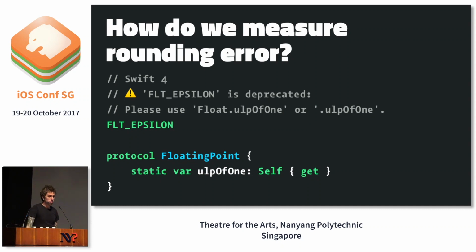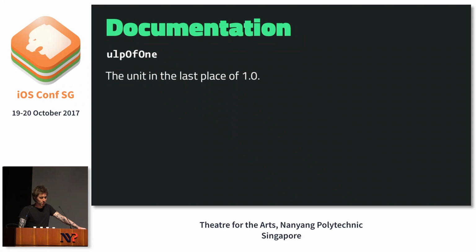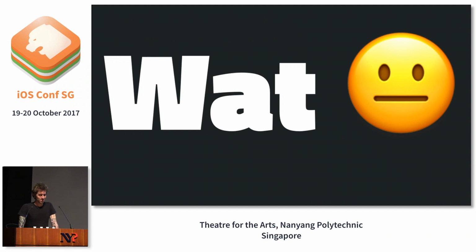You may reach for float epsilon. That's common. It's a C macro. But if you try to use this in Swift 4, you'll get an error. Float epsilon is deprecated. You need to use ulpOfOne. What the hell is ulpOfOne? Let's read the documentation. The unit in the last place of 1.0. Sweet. So, all right, we're good. Talk's over. No. What does that even mean?